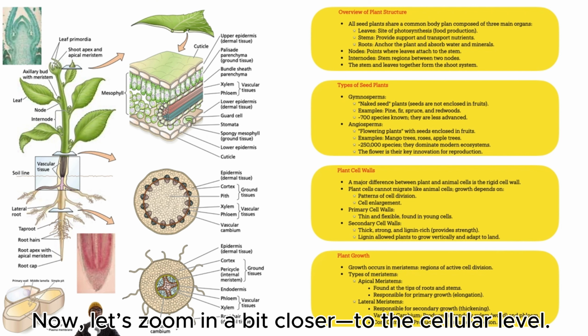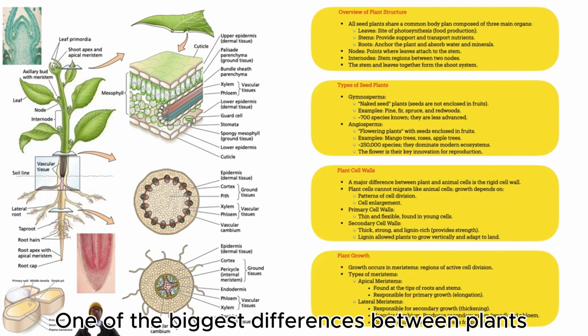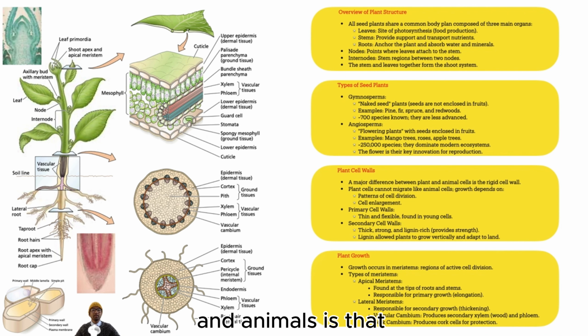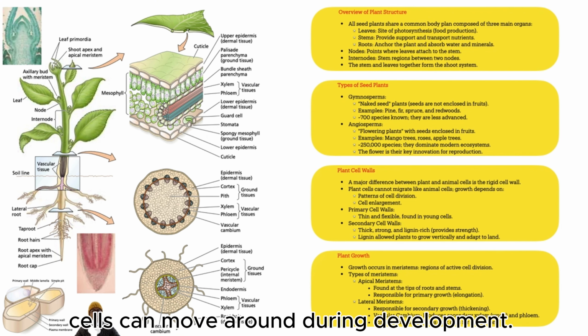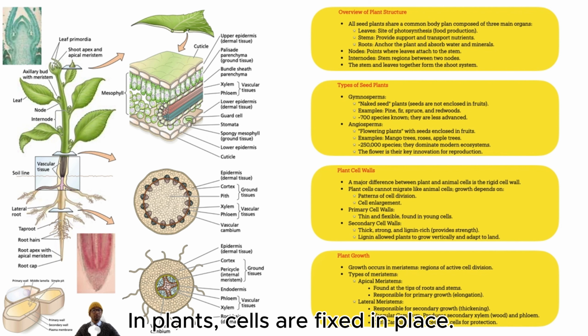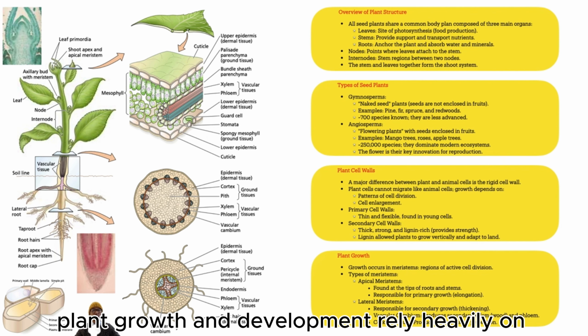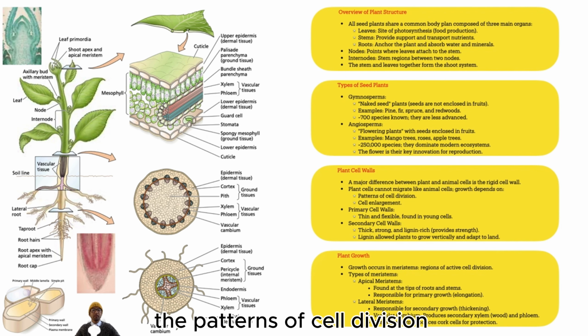Now, let's zoom in a bit closer to the cellular level. One of the biggest differences between plants and animals is that plant cells have rigid cell walls, while animals don't. Why is this important? Well, in animals, cells can move around during development. In plants, cells are fixed in place. This means plant growth and development rely heavily on the patterns of cell division and enlargement.